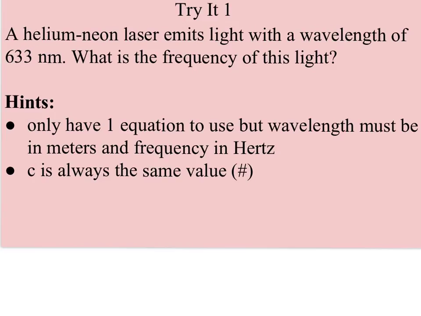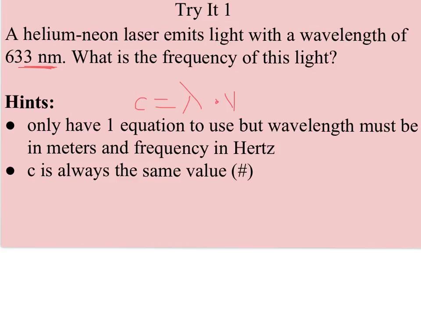My first example says a helium neon laser emits light with a wavelength of 633 nm. nm is nanometers. What is the frequency of this light? So a couple of hints for you. We only have one equation to use. c equals wavelength, that's the upside down looking y or lambda, times nu, which is frequency.